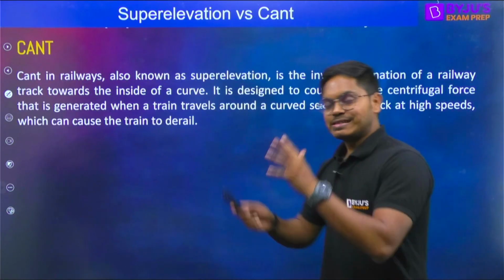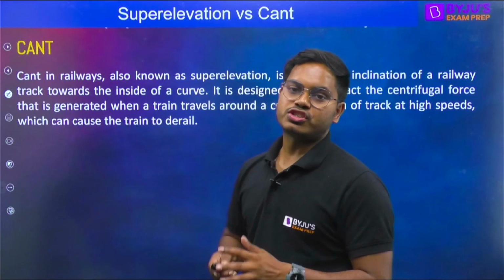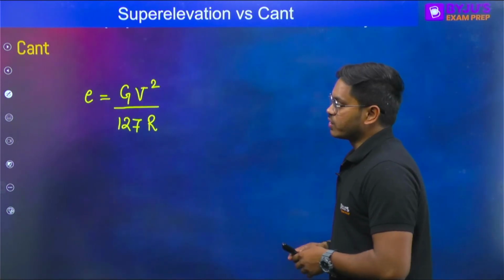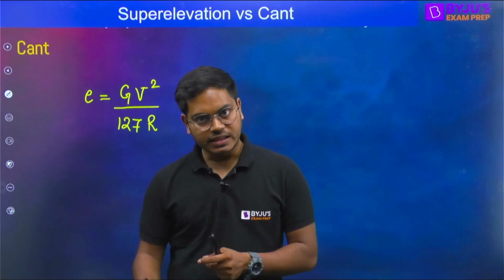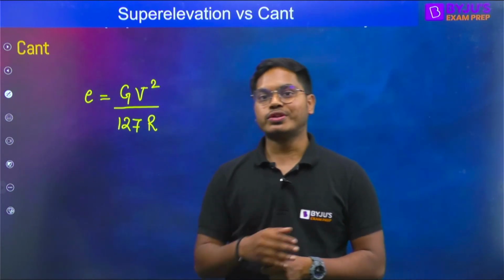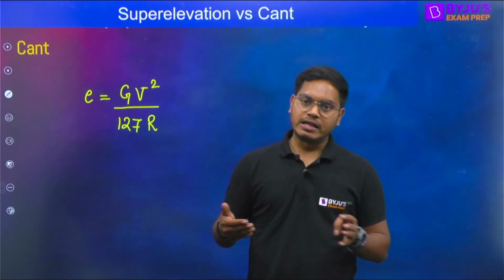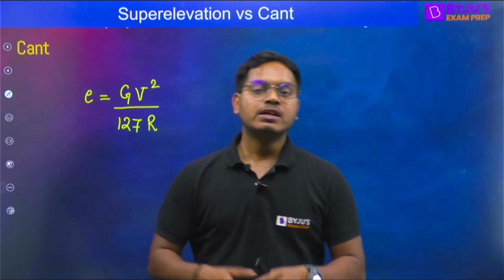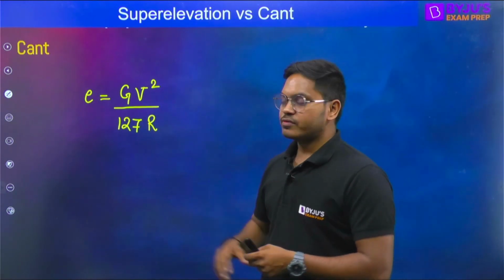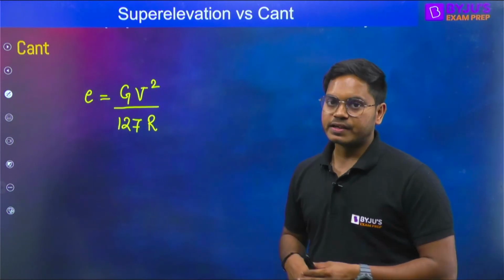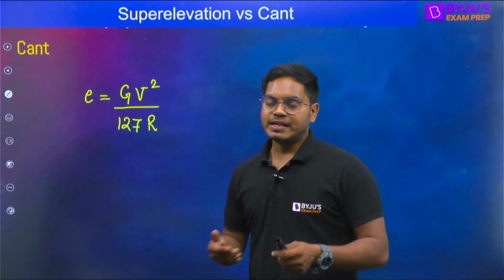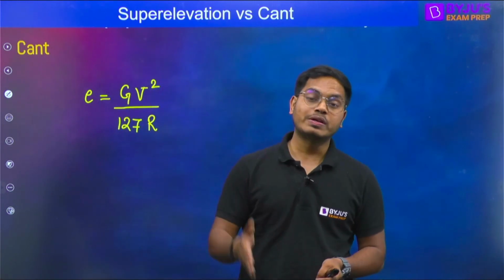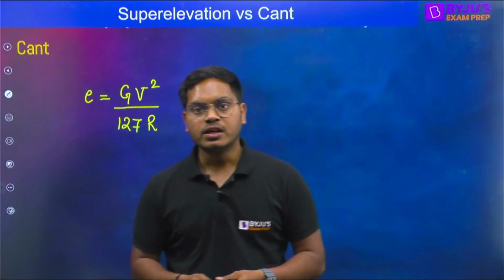Moving on to the Cant, exactly the same definition goes for the Cant as well, and the formula is E equals GV square upon 127 R, where G is the gauge that we have to take. Earlier we used to take the track gauge, but now we have to consider the dynamic gauge, which is the center to center distance between the railway track. And also V is the velocity in kilometer per hour, and R is the radius in meter. If you want to find out the radius, it is very simple. It is 1750 divided by the degree which is given to us if we have used the 100 feet chord.